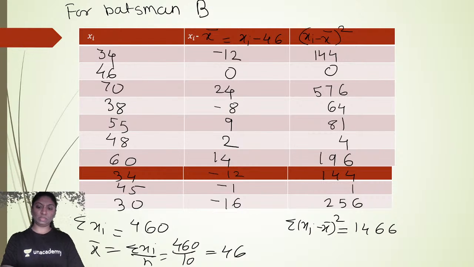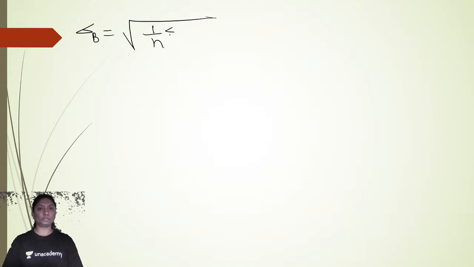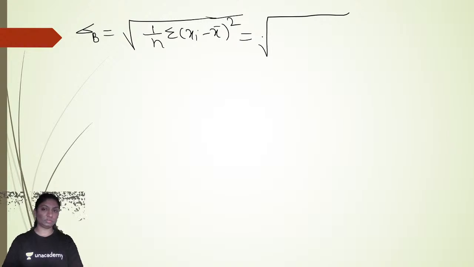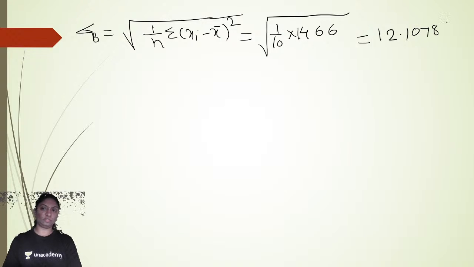Thirdly, we can calculate sigma B. So standard deviation for batsman B, square root of 1 by n into summation of xi minus x bar bracket square. Okay, is equal to square root of 1 by 10 into 1466, is equal to 12.10785.